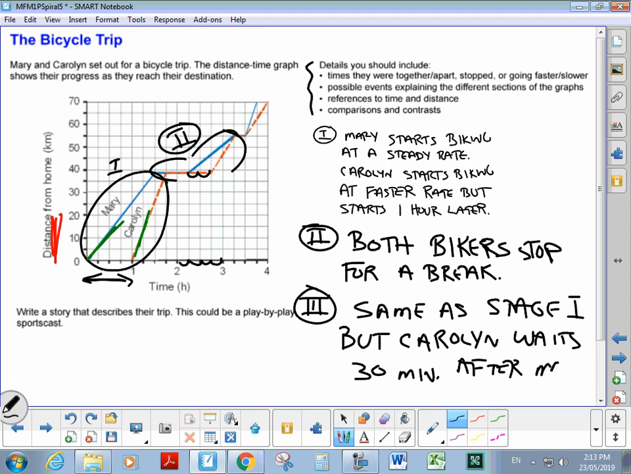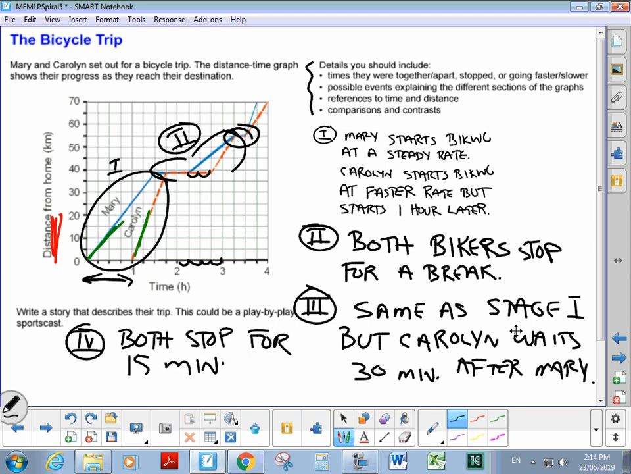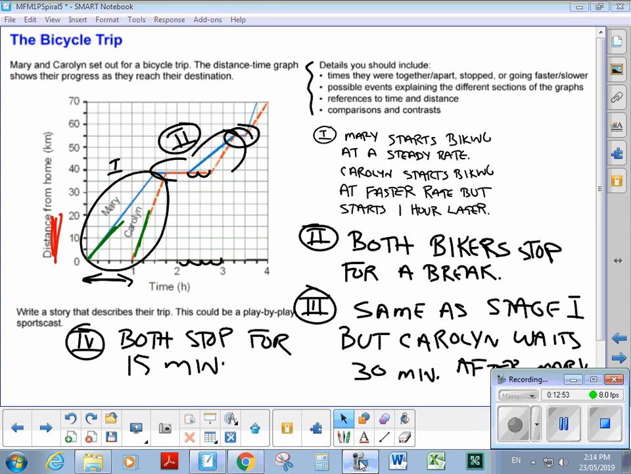Can you kind of see how your story comes out of this? Final stage, again, they both stop. So stage 4, both stop for 15 minutes. And then they take off again, but this time Mary is going faster. So it gives you a flavor. They're not going to put this many stages in. This is why I'm stopping at this point. They're probably going to put 3 stages in, most, maybe 4. But it gives you an idea of what's expected. So you want to talk about steady rate, time delay, coming to a stop, and so on.